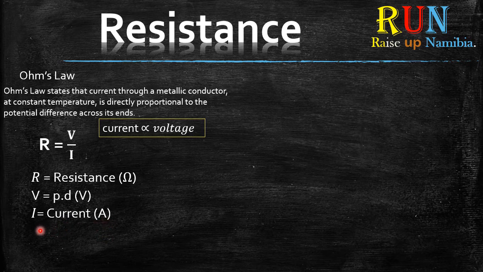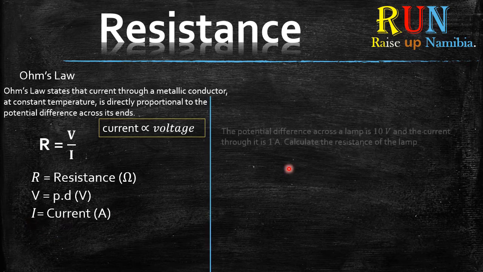Now remember, I think the reason we use I for current is because the capital C is already used for coulombs. Remember the unit of charge is coulombs. So I think to prevent confusion, they used capital letter I. So wherever you see a capital letter I, it means current. Okay? So let's look into examples.